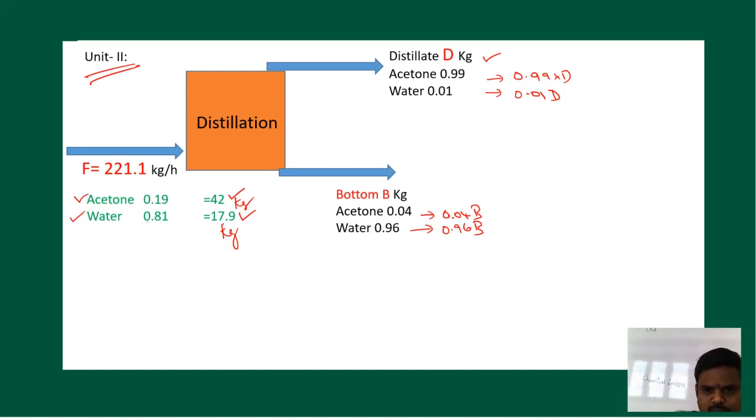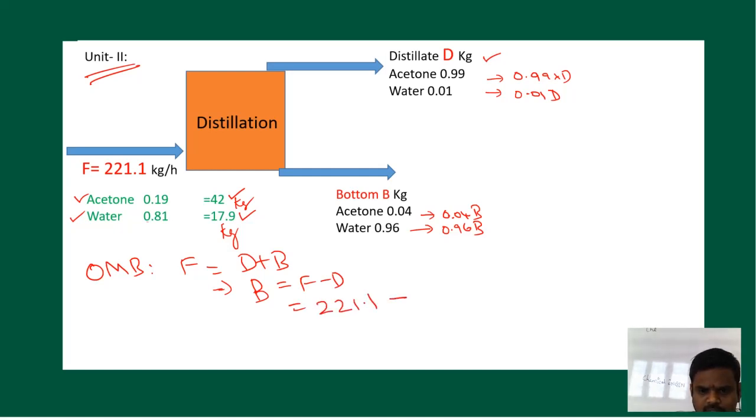What is the overall material balance here? The overall material balance here is F equal to D plus B, which gives B can be written as F minus D. The F value is known, we have found it from the unit 1 material balance, 221.1 minus D, right? So let it be a, now give a number for this equation. This is the overall material balance.